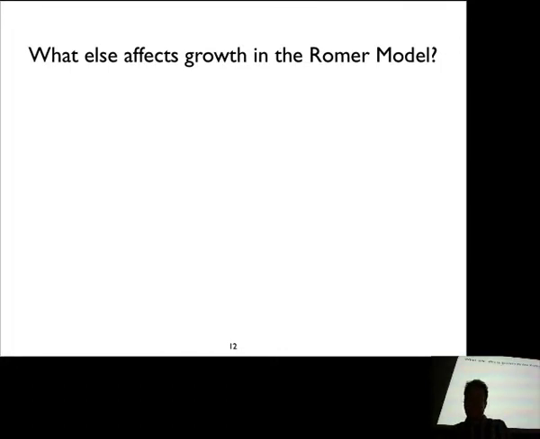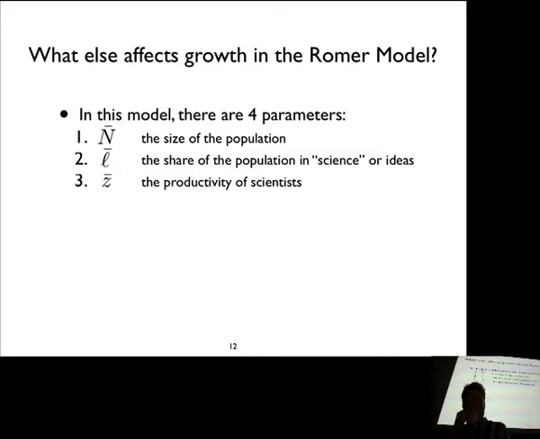So what else affects growth? Well, there are 3 parameters aside from the size of the population that affect the growth rate. So we've talked about the size of the population, but other things that are important here are the share of the population in science or ideas. And that's kind of like the saving rate from the Solow model, but obviously a bit different. Also, the productivity of scientists and the starting level of ideas. These are all parameters that change stuff in the model.